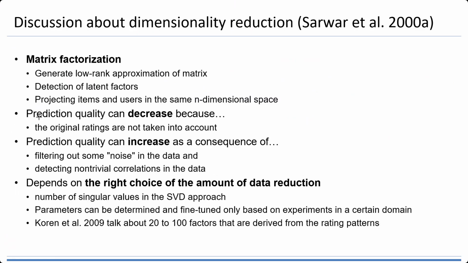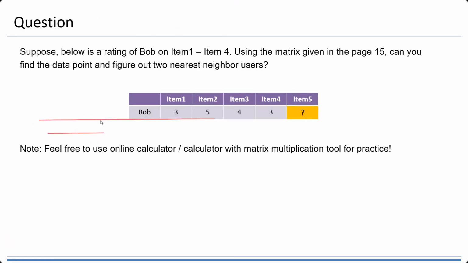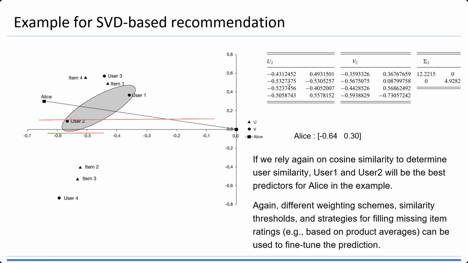There are some arguments that the prediction quality can decrease. Why? Because we do not consider the original rating. When we do the linear regression, we transform the values into negative values and other values. So you can see with this value, we do not understand what is the meaning of minus 0.4. What is the meaning of 0.4? It is not the real rating value. This is from the linear algebra.